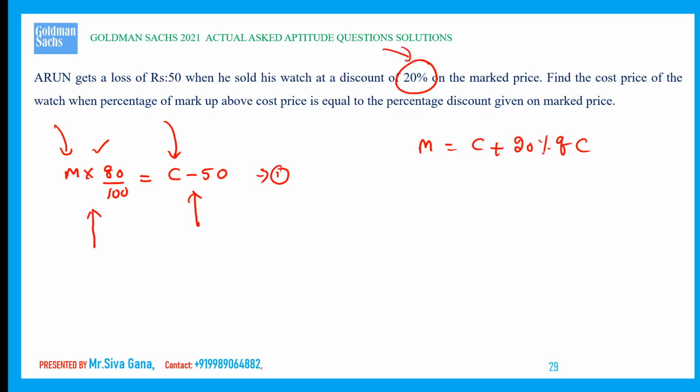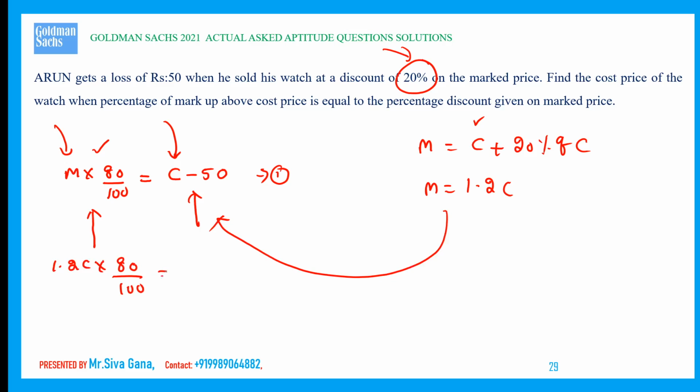Whatever the discount that he has been given, the cost price went up by the same percentage. The cost price went up by the same percentage, which means cost price C plus how much he increased, 20% of the cost price. So markup, the market price, is 1.2C. If we substitute over here, 1.2C into 80 divided by 100 is C minus 50. 12 8s are 96. 96 divided by 100 C is equal to C minus 50.